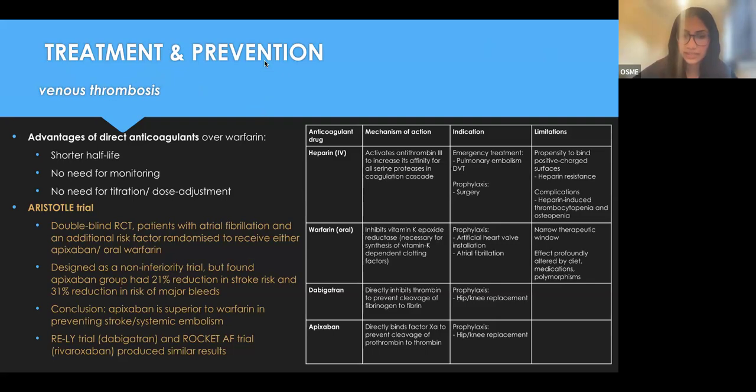Dabigatran inhibits thrombin, and that prevents formation of fibrin. And apixaban binds factor 10A to prevent conversion of prothrombin to thrombin. As it says there, the advantages of these direct anticoagulants are that there's no need for the titration of the doses that you needed for warfarin, and they have a shorter half-life.